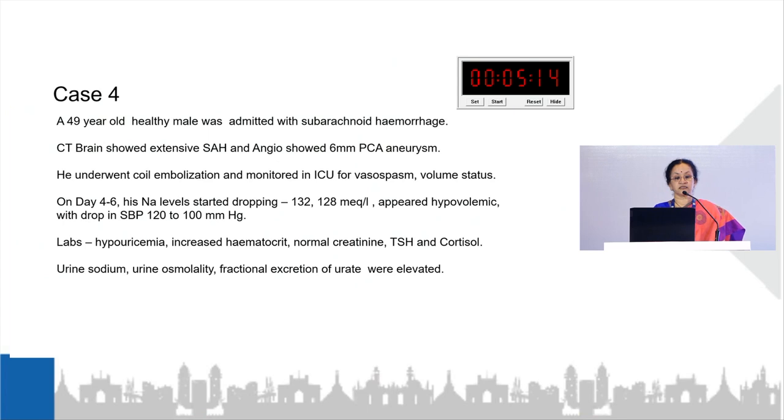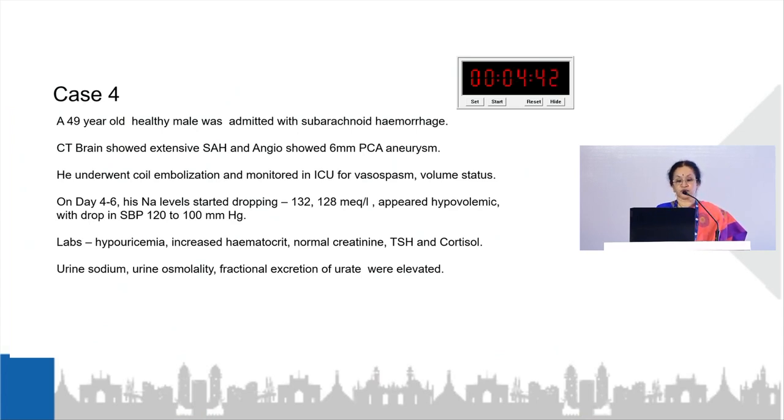Now the last case is a 49-year-old healthy male, admitted with subarachnoid hemorrhage. His CT scan showed extensive subarachnoid hemorrhage with a 6 mm PCA aneurysm. He underwent coil embolization and he was monitored in ICU for vasospasm and for volume status. On day 4 to 6, his sodium levels started dropping from 132, then 128. He appeared hypovolemic. There's a drop in the systolic blood pressure from 120 to 100.